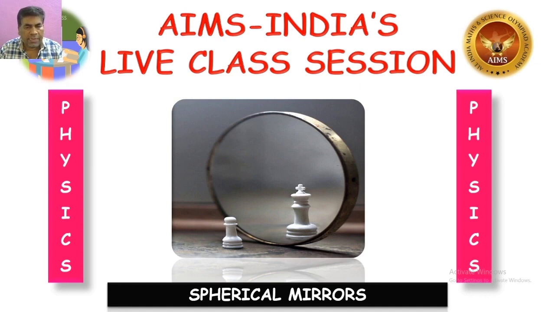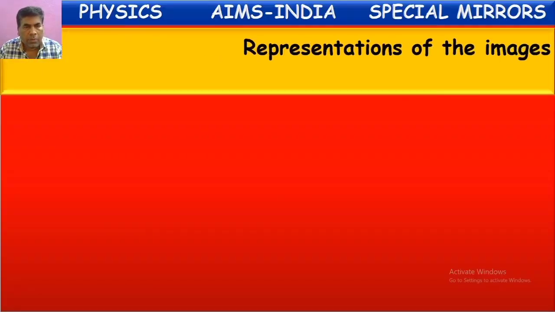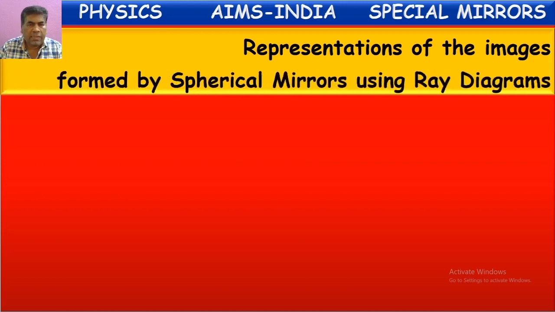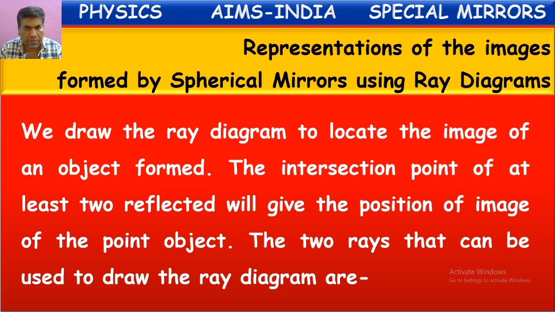Today from physics subject, we are going to continue the spherical mirrors topic. In yesterday's class, we learnt about images formed by spherical mirrors with the help of ray diagrams. So we have told that for finding the image we need at least two rays.